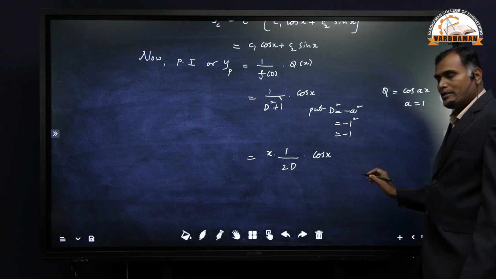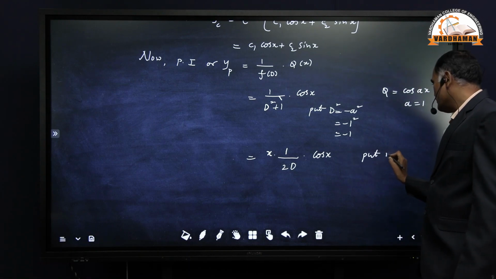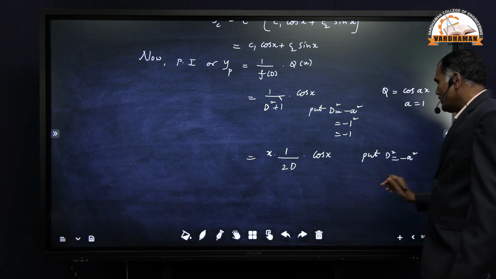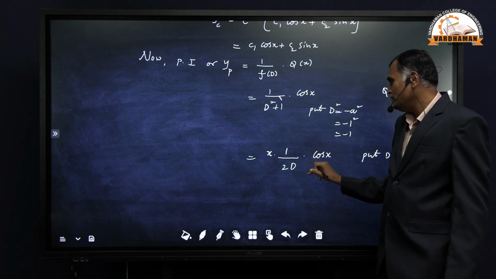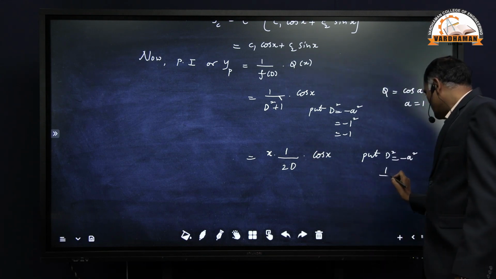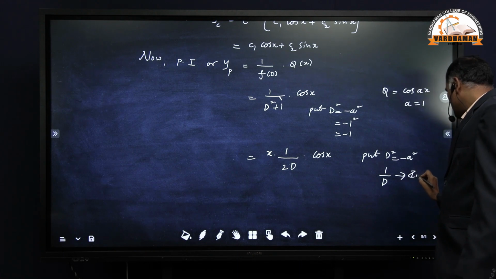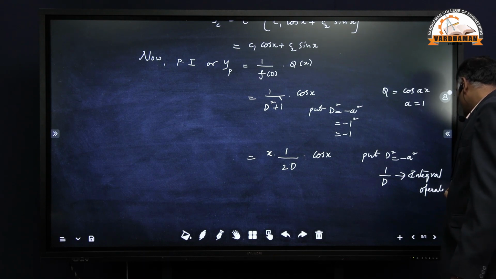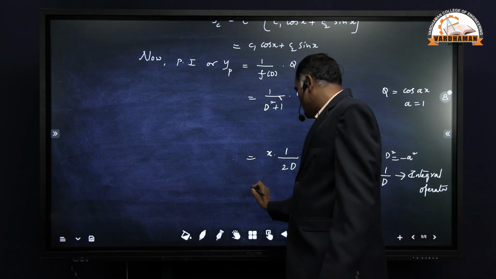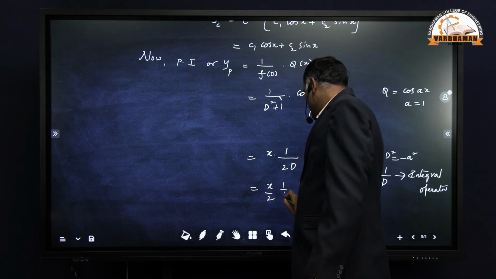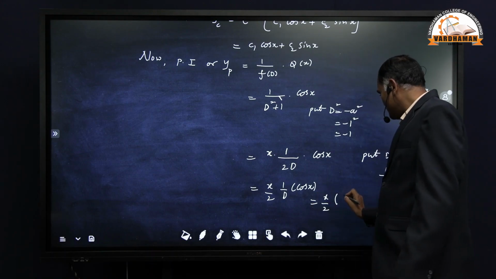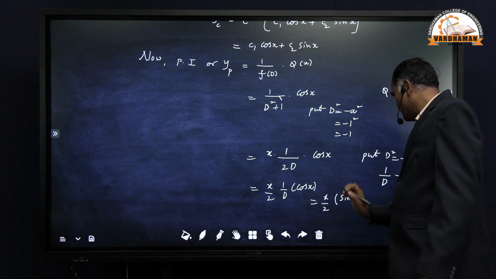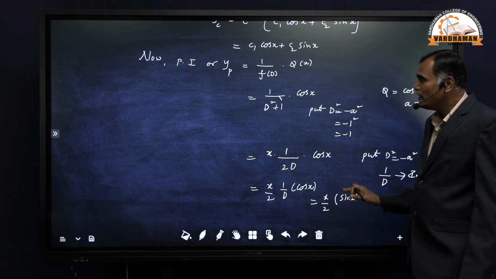Now again using method 2, replace D² equals minus a², but here there is no D². So to find the PI of this, divide with D, or we can use this operator. This is called the integral operator or inverse operator. Using that, 1 by D of cos x means simply integration of cos x, which is sin x. So this is the particular integral of this problem.